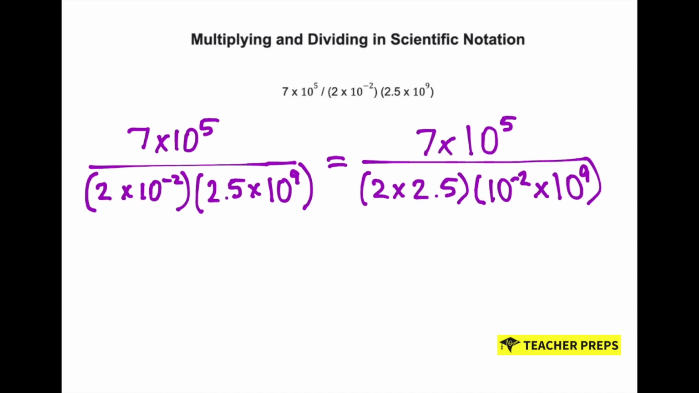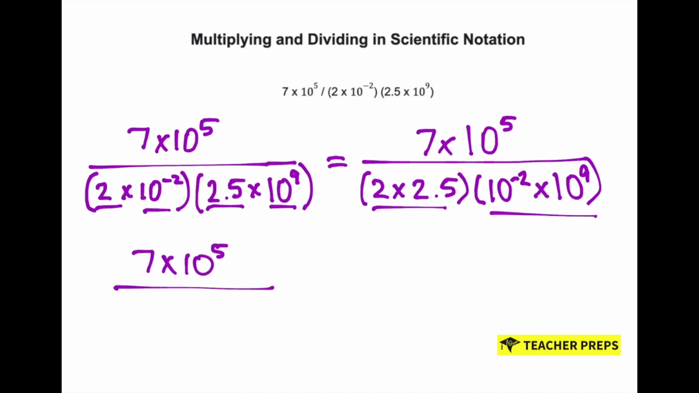So when I said we need to simplify, we can use the associative property of multiplication to rearrange our problem so that we can multiply in any order. So if you notice, I took our two whole numbers and put them together, and our two powers of 10 and put them together. Once we have the problem rearranged, we can simplify our denominator further.